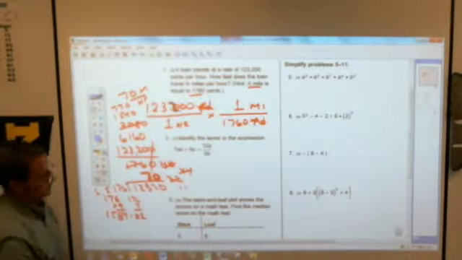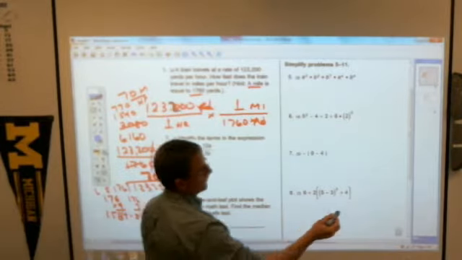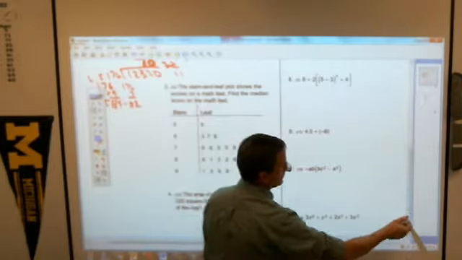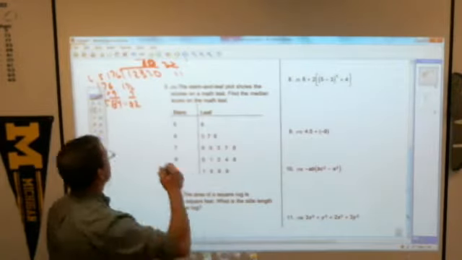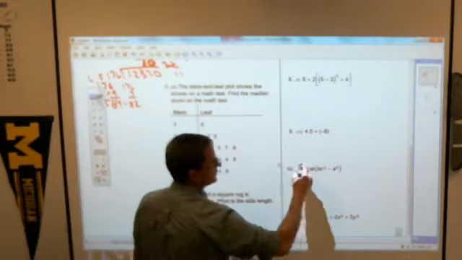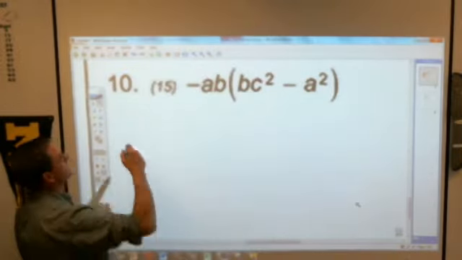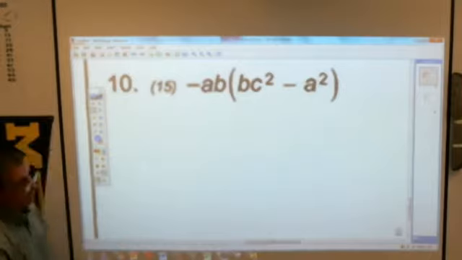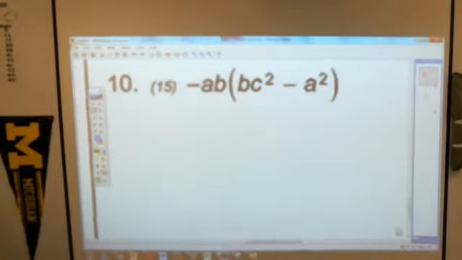Brant, how do you do number 10? How do I do number 10? Well, I suppose the first thing I do is make it a little bit bigger so I can see it a little bit better. That's going to be a little too big, but hey, why not? How do you think you do it, Brant? It says to simplify, so I got to get rid of the parentheses. How am I going to get rid of the parentheses?